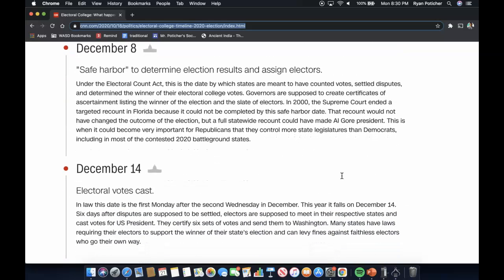December 8th. Safe harbor to determine election results and assign electors. Under the Electoral Count Act, this is the date by which states are meant to have counted votes, settled disputes, and determined the winner of their Electoral College votes. Governors are supposed to create certificates of ascertainment, listing the winner of the election and the slate of electors. In 2000, the Supreme Court ended a targeted recount in Florida because it could not be completed by the safe harbor date. That recount would not have changed the outcome of the election, but a full statewide recount could have made Al Gore president. This is when it could become very important for Republicans that they control more state legislatures than Democrats, including in most of the contested 2020 battleground states.